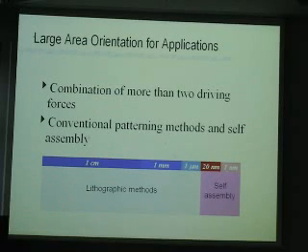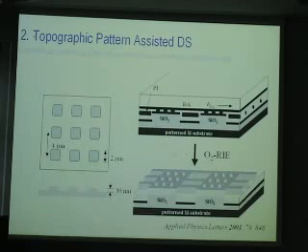So in this region, we use self-assembly. If you combine these two parts, hopefully we can control this area using the lithography method, and below this area we use self-assembly to make the global orientation of the pattern. So the first example is we use topographic patterns. This one was fabricated by conventional photolithography.